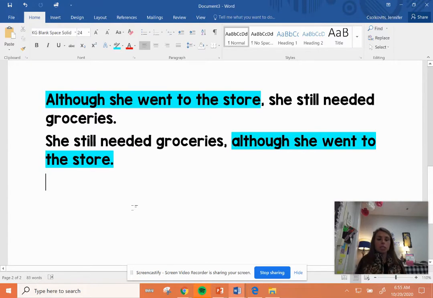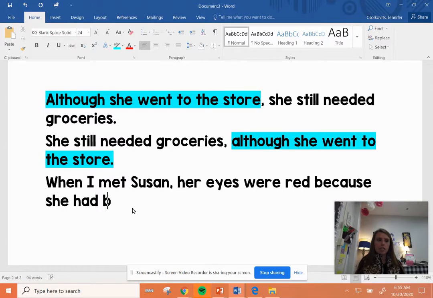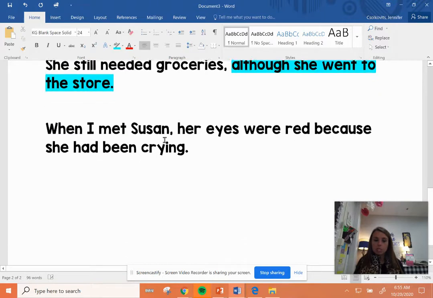So I'm going to show you just a few different examples. I have a couple written here. When I met Susan, her eyes were red because she had been crying. Now, this is a complicated one because I have multiple sentences or multiple clauses in here. I see automatically a subordinating conjunction. When. So this is my subordinator. When I met Susan. Dependent clause.